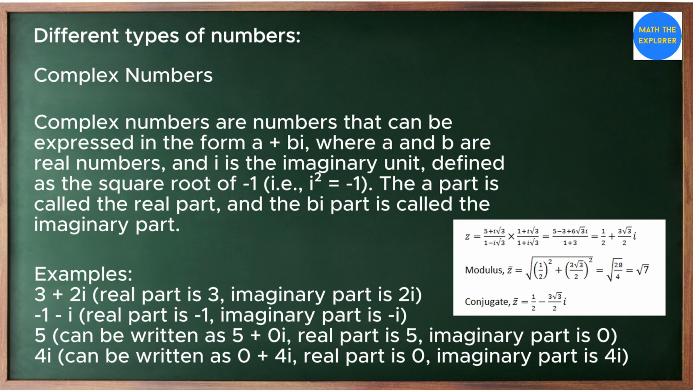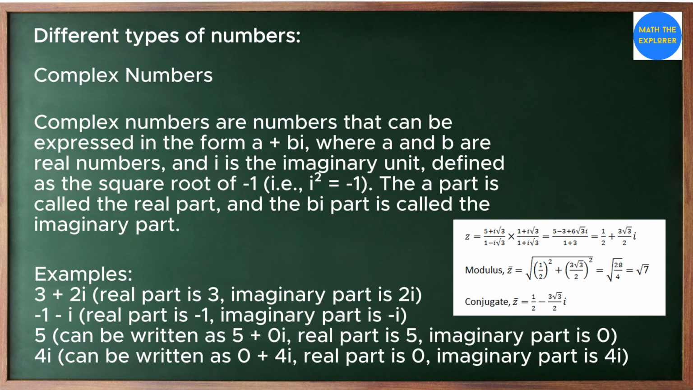Next is complex numbers. Complex numbers are numbers that can be expressed in the form a plus bi, where a and b are real numbers, and i is the imaginary unit, defined as the square root of -1. For example, i raised to the power of 2 equals -1. The a part is called the real part, and the bi part is called the imaginary part.